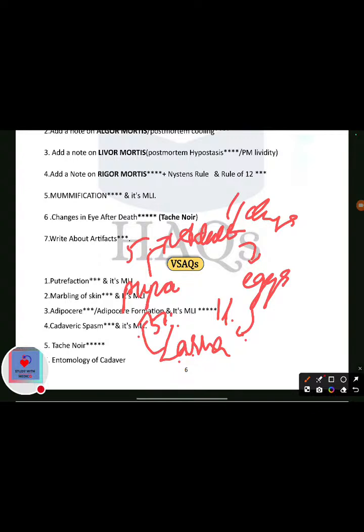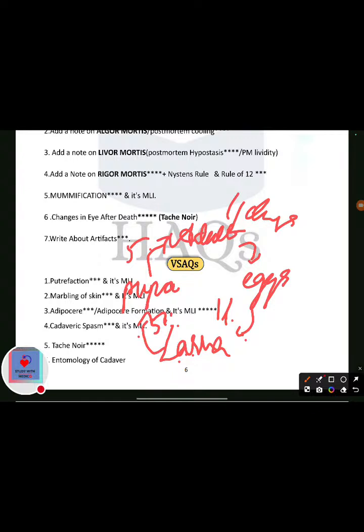Which of the following statements is false for algor mortis? Female bodies cool slowly, yes. Body cools faster in death due to sunstroke, no. Human body during cooling does not follow Newton's law, yes. Body does not cool faster if it is wrapped in cloth, yes. So the false one is option B. Which of the following statements for lividity: it cannot be shifted after 8 to 12 hours.